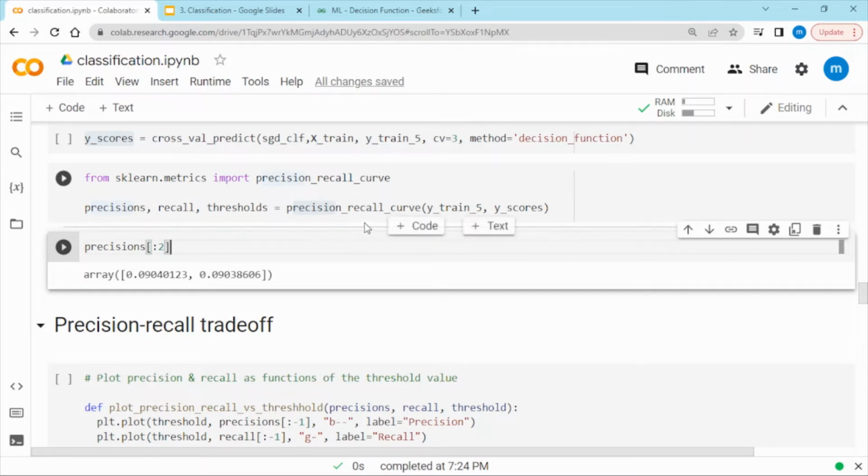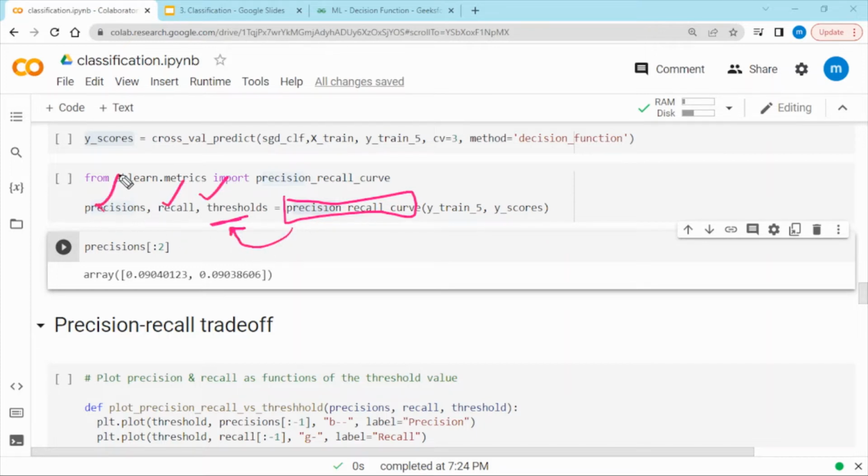As I mentioned earlier, how to decide the threshold? To decide the threshold we are using the precision recall curve, and the good part of this is that it will give a good value of the threshold. It will give the precision, the recall, and also the threshold. The input parameters required are y_train_5, which is my actual class, and the y_score which I am getting from my decision function. If you see, I'm using the cross_val_predict functionality and passing the method as decision_function here. So this will calculate the y_score.